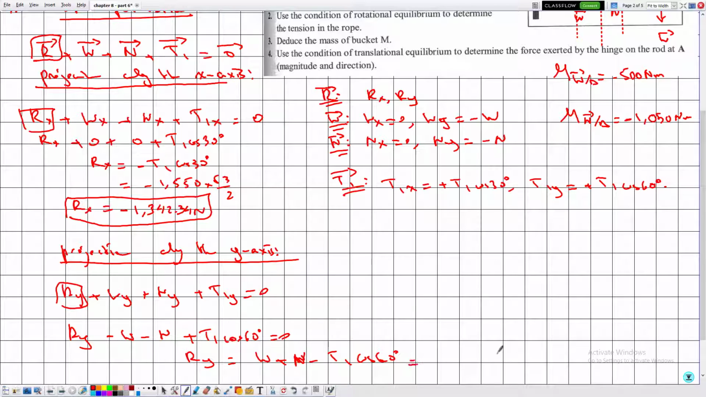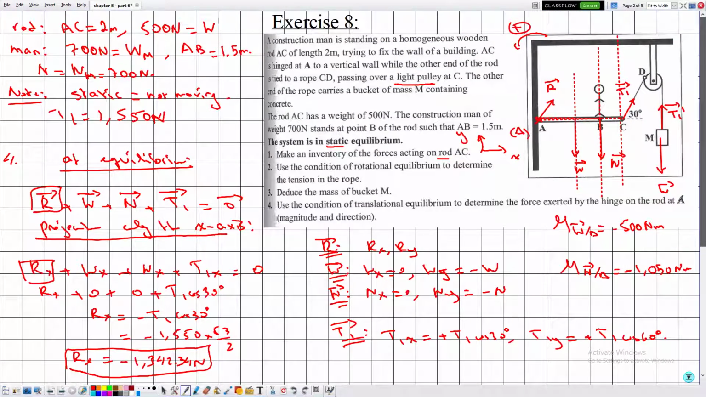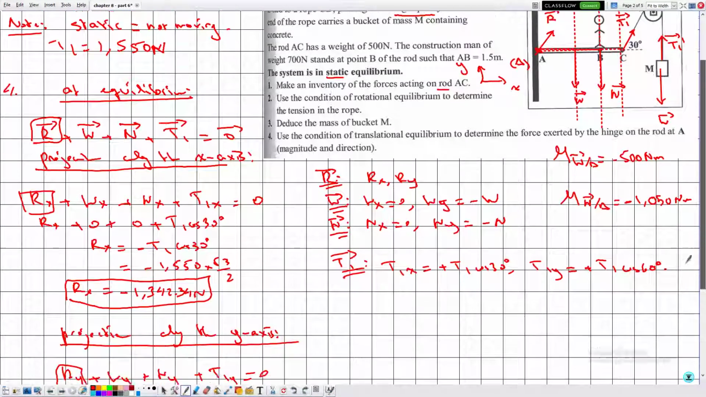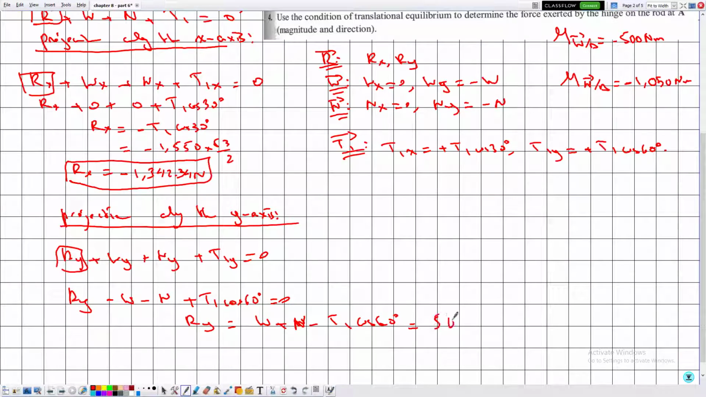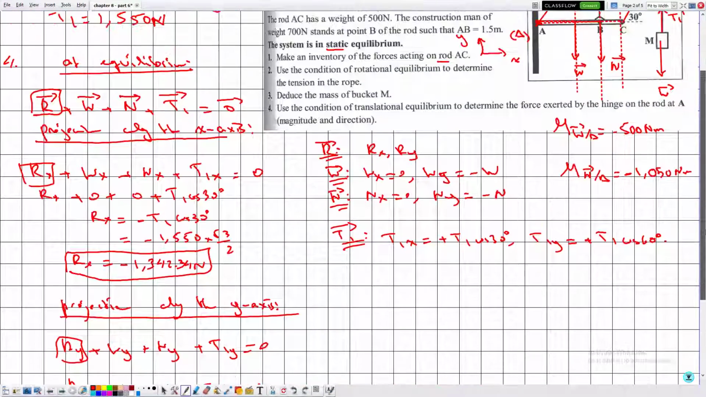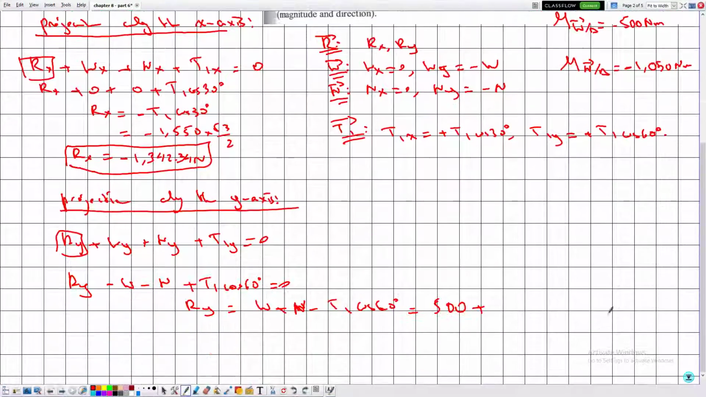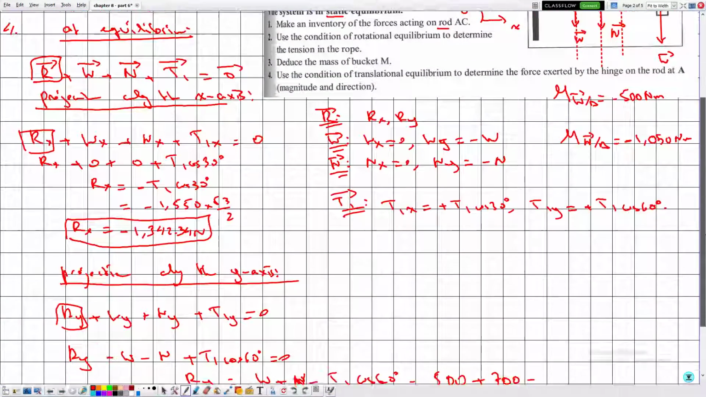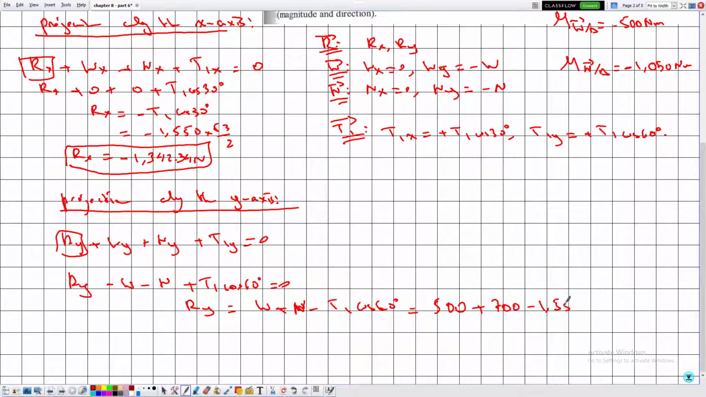cosine 60. The weight of the rod is given by 500 newtons. The normal is given by 700 minus the tension T1, which is given by 1550 multiplied by half, which is cosine 60. Now on the calculator this is equal to 425 newtons.